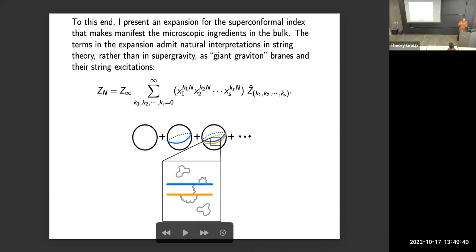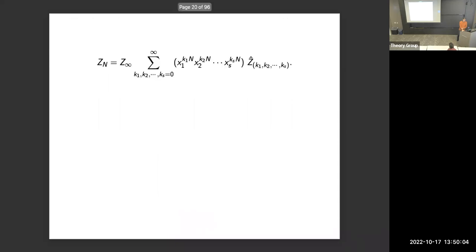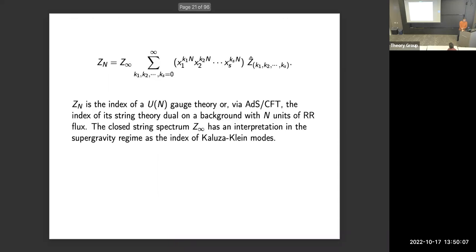So each of these terms is suppressed by e to the minus sum of K's times N. These are exponential contributions in the spectrum. Okay. So Z_N is the index of a U(N) gauge theory, or via AdS/CFT, the index of its string theory dual on a background with N units of RR flux. The closed string spectrum, Z_infinity, has an interpretation in the supergravity regime as the index of Kaluza-Klein modes. And in fact, Z_infinity is simply Z_N with N taken to infinity, which is readily calculable.